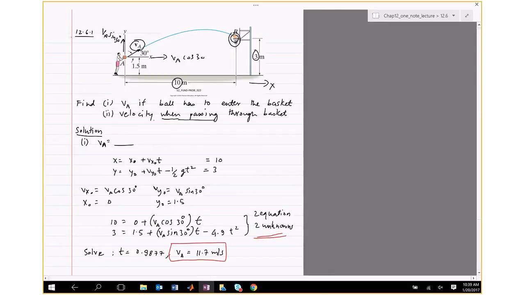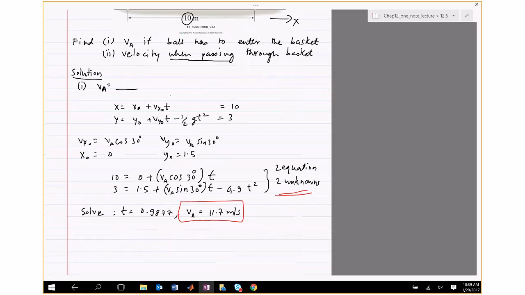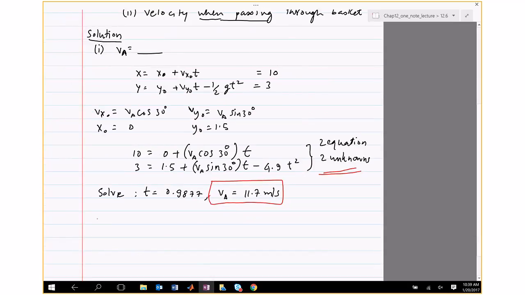Now we want to find the velocity when the ball is passing through the basket. This is a similar question as the last one, where I asked you to find the velocity when the ball hits the ground, right? You knew the time, so you could find the velocity. So I'm going to write the expression for the velocity first, and then it's just straightforward from there.